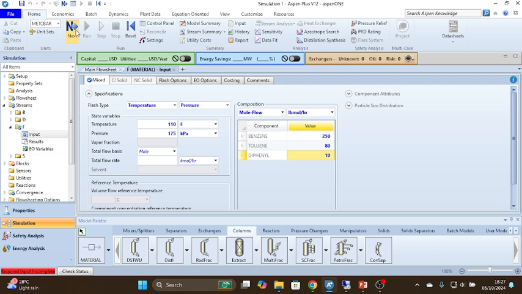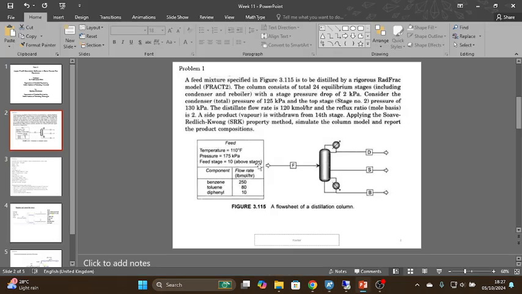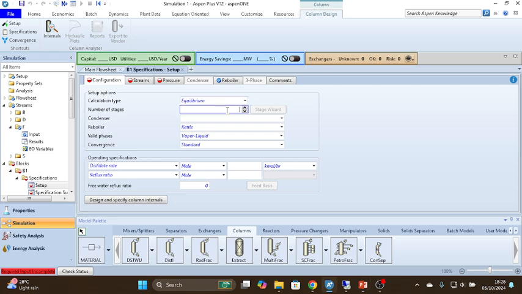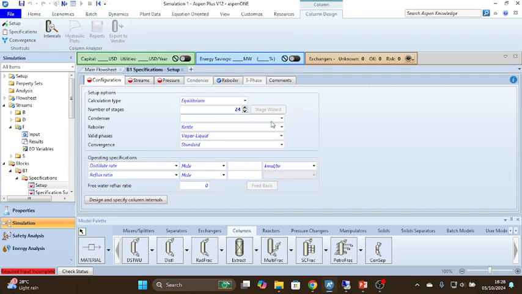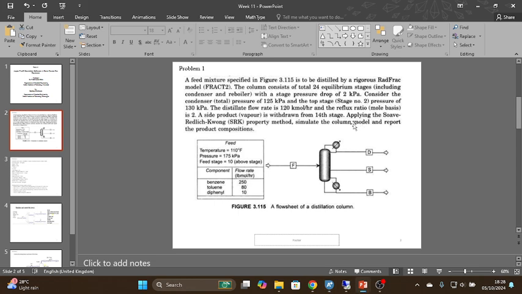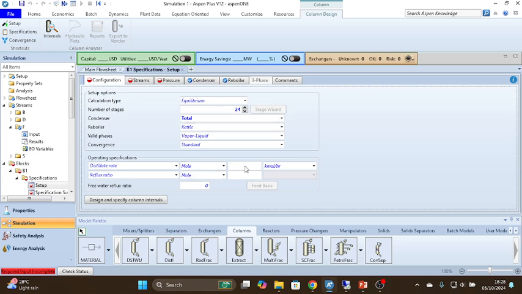Next, coming to the RadFrac column. In the RadFrac column, it is given that the column consists of 24 equilibrium stages. So number of stages is 24. Total condenser is given over here. The distillate flow rate is 120 kilomole per hour, and the reflux ratio is 2.